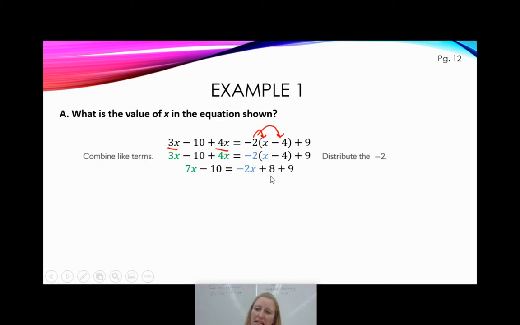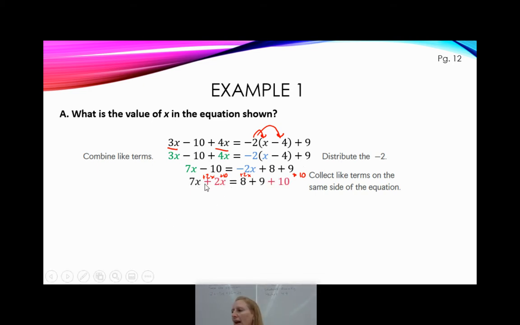Please watch your negatives. The other thing I want to do, I don't like that I have variables on both sides. So what I'm going to do is collect my like terms on the same side of the equation. So I'm going to add 2x to both sides to get that over. And I'm also going to add 10 to both sides to undo that minus 10. And that way I have all of my like terms on the same side. And here's another way of writing it.